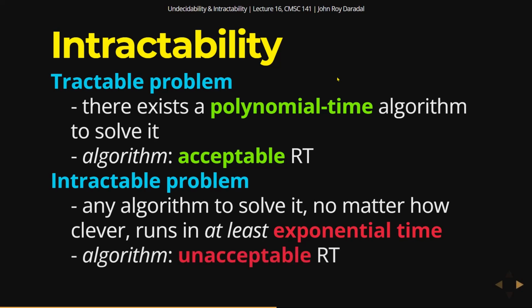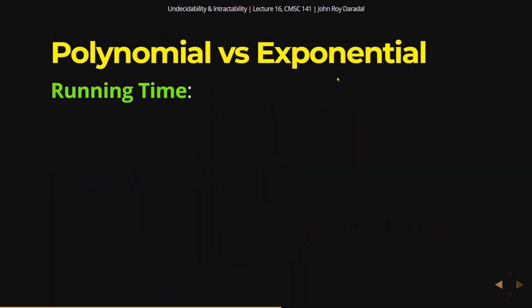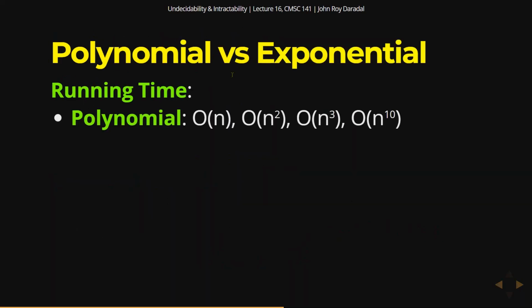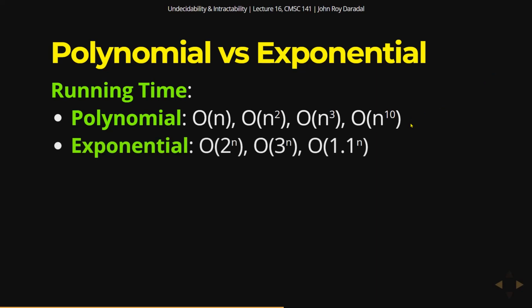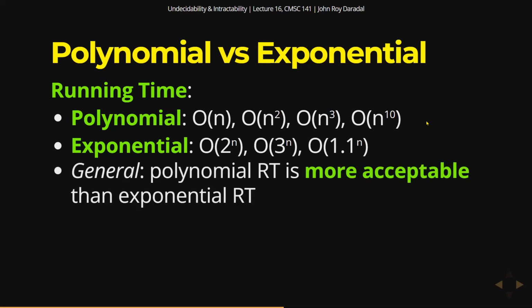So this is what we refer to when we say unacceptable running time. So exponential: 2 raised to n, 3 raised to n, and so on. For polynomial times, usually you have O of n, log n, O of 1, it's constant, O of n squared, n cubed, n raised to 10, although that's very unlikely. But those are examples of polynomial time. Whereas for exponential, you have 2 raised to n, 3 raised to n, 1.1 raised to n. That's also exponential. And in general, polynomial running time is more acceptable than exponential running time.